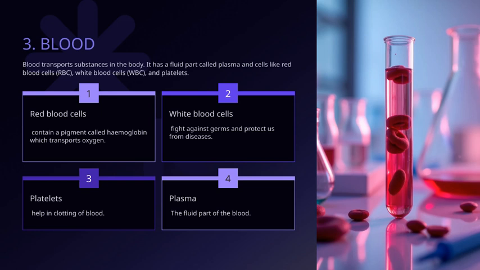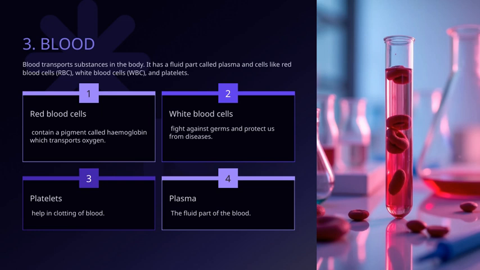Red blood cells, or RBCs, are particularly important because they contain a pigment called hemoglobin. This hemoglobin is what allows red blood cells to pick up oxygen from our lungs and deliver it to every part of the body. Without this, our tissues wouldn't get the oxygen they need to function properly.